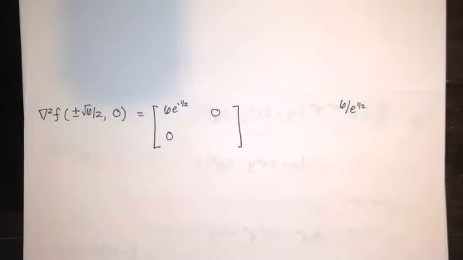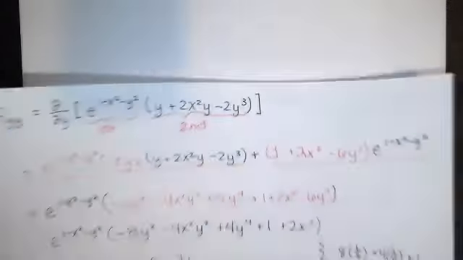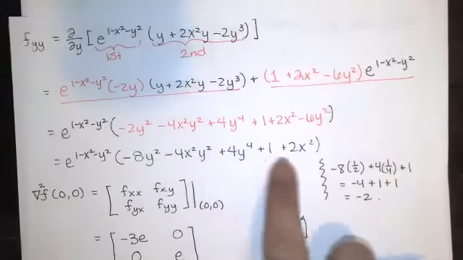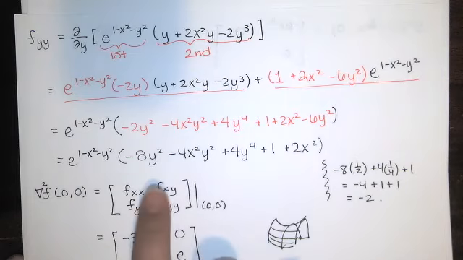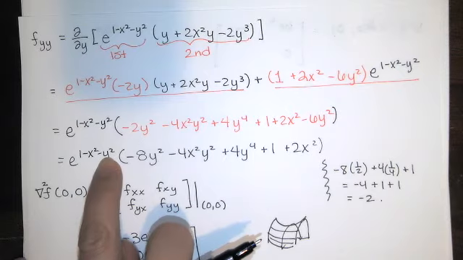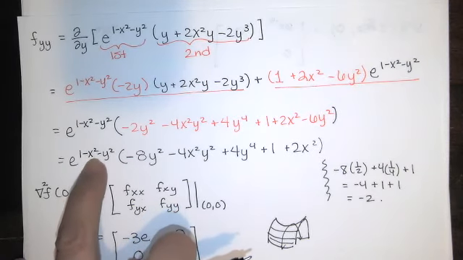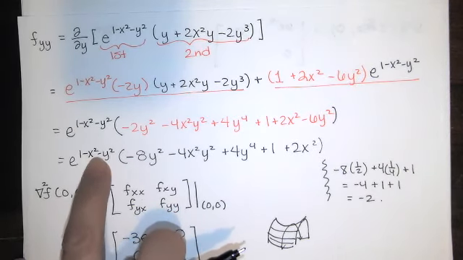And then when x is this number and y is 0, here's our second partial of f with respect to x. Y is 0, so that guy's gone, that guy's gone, that guy's gone. That guy is gone. And I have an e to the 1 minus 3/2 again. So that's e to the negative 1/2.